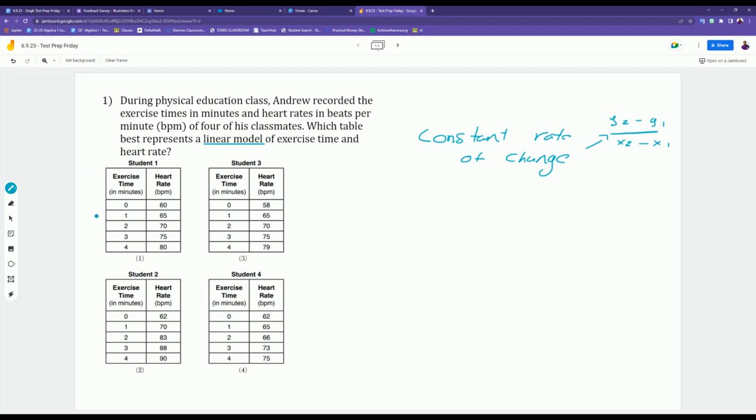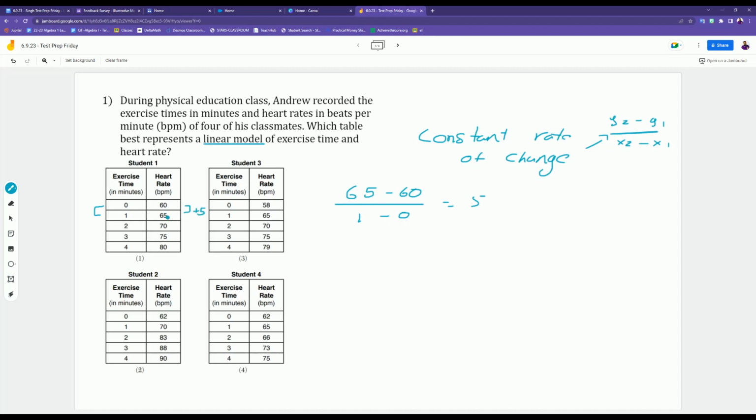So over here, our x2 is 1, and our x1 is 0, and our y2 is 65, and our y1 is 60. So that's 65 minus 60 over 1 minus 0. That rate of change is 5. So this is changing by 5. Is it always changing by 5?